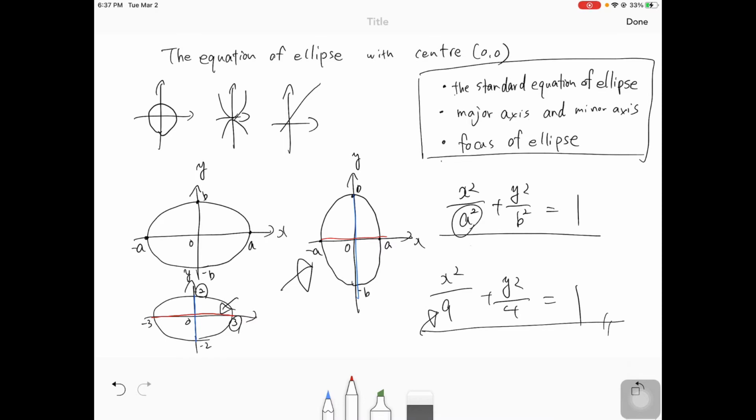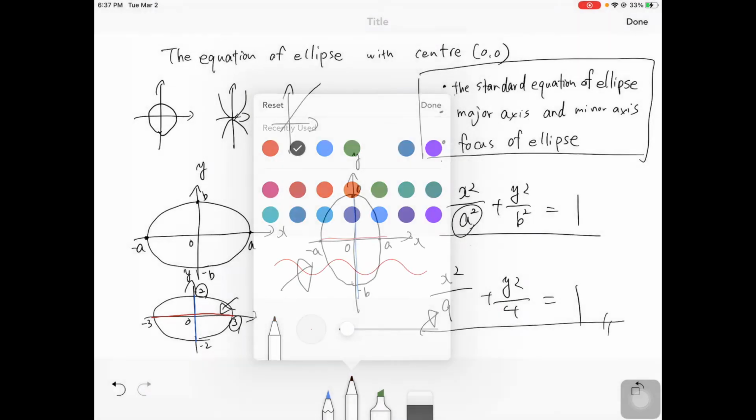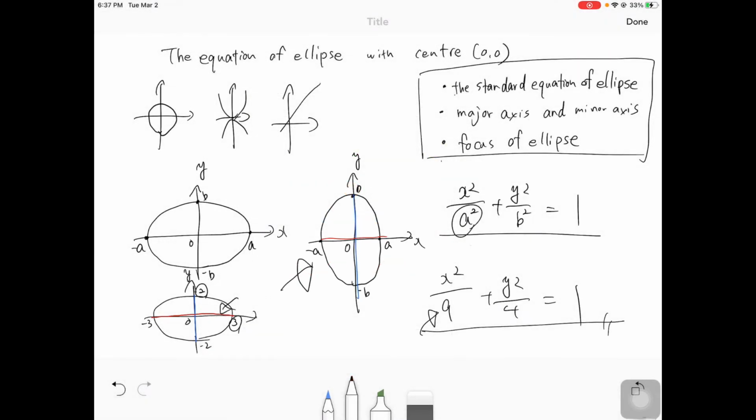Okay. Now, actually, the circle is a special case of ellipse. If the radius of the y-axis and x-axis are the same, it's going to be a circle.